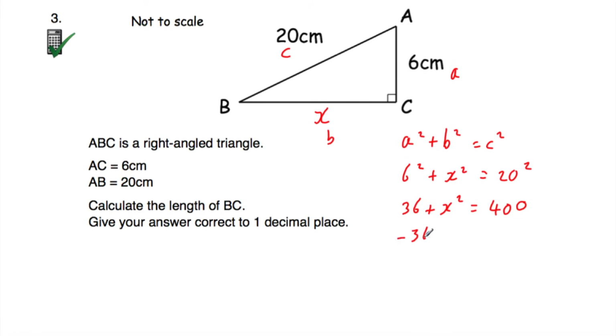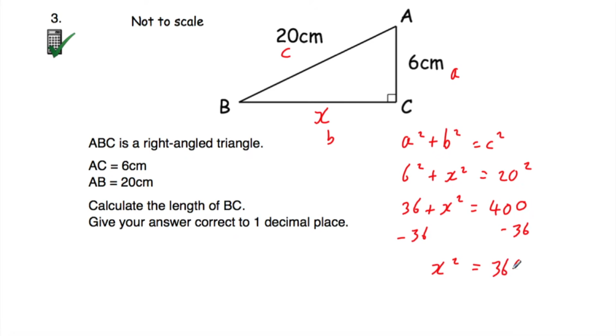So let's subtract 36 from both sides of our equation. On our left hand side, 36 take away 36 is 0, so we're just going to be left with x squared. And on the right hand side, we've got 400 take away 36, and that's equal to 364.